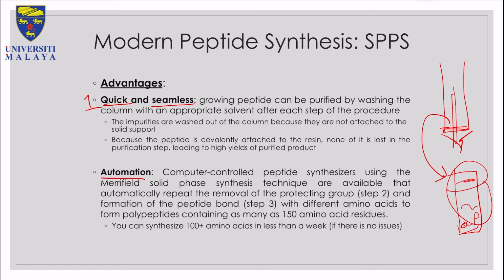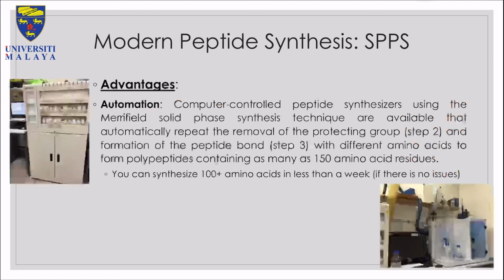The second one is that you can automate it very easily as compared to solution phase synthesis. Yes, you can still automate solution phase, but then the automation needs to include evaporation, which will take time. Therefore, solid phase synthesis is the faster way of the two. An example of automation is shown in these two pictures over here.